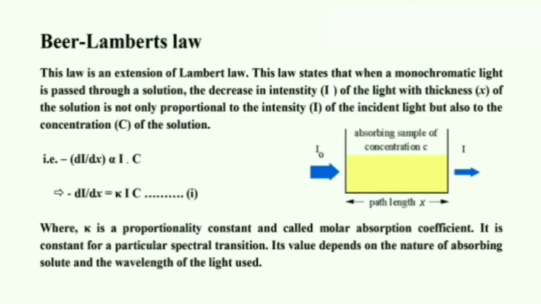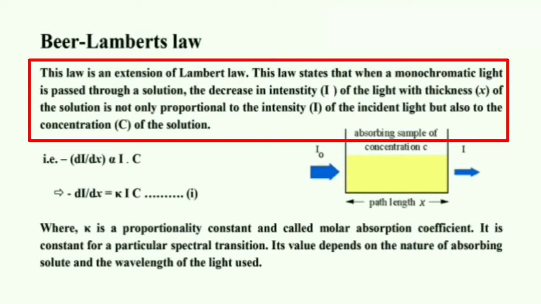The Beer-Lambert's law is simply the extension of Lambert's law, and it states that when a monochromatic light is passed through a solution, the decrease in intensity I of the light with thickness x of the solution is proportional not only to the intensity I of the incident light but also to the concentration of the solution.